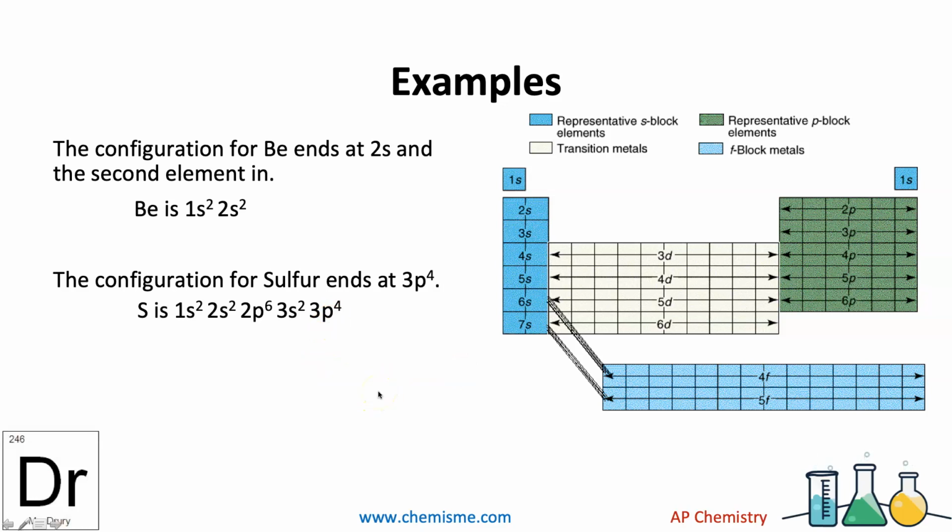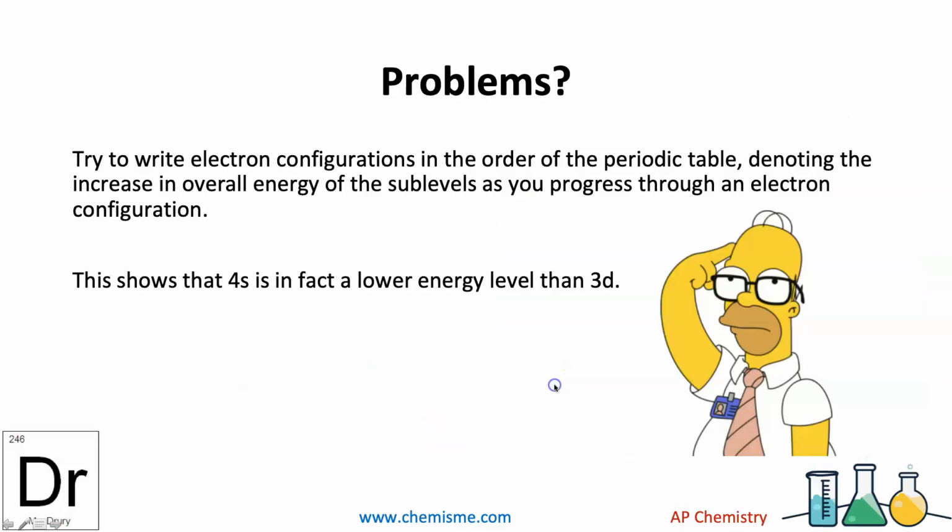How about you pause the video and try titanium? So titanium turns out to be 1s2, 2s2, 2p6, 3s2, 3p6, 4s2, 3d2 due to its location on the table. So some problems we're seeing is the 3d4s issue. So what I was thinking is just try to write the electron configurations in the order of the periodic table, denoting an increase in energy as you go across, which means that the 4s is in fact a lower energy than the 3d levels, though it's still called the valence because the valence is the highest numerical level.